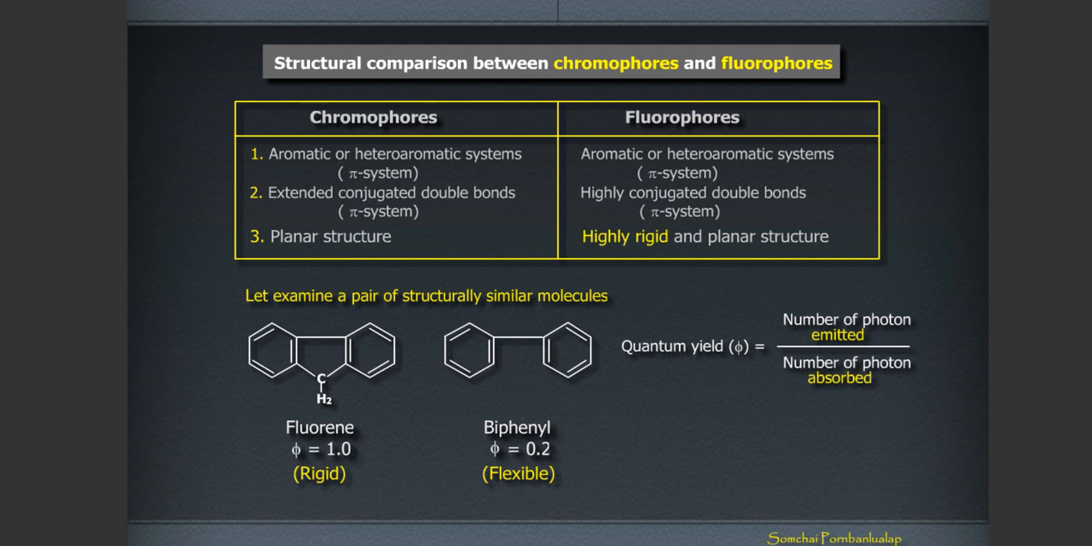Quantum yield is defined as the ratio of the number of photons emitted to the number of photons absorbed. A quantum yield of 1 means that all of the photons absorbed are re-emitted as fluorescence. A quantum yield of 0.2 means that only 20% of the absorbed photons are re-emitted as fluorescence. In contrast to biphenyl, in which a freely rotatable single bond connects the 2 phenyl rings, the rigid structure of fluorene restricts vibrational and rotational relaxation, thereby reducing non-radiative decay pathways. Flexible structures of biphenyl absorb light, but energy is often lost as heat or vibration instead of emission.